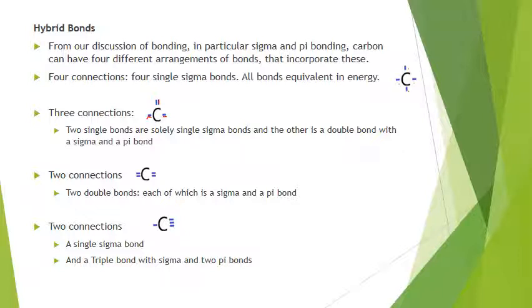So a carbon with two connections, like this, has two double bonds. One of the bonds is sigma, the other one is a pi bond. And then finally, you have another two-connection carbon. We have a single bond, that's just sigma, and you have a triple bond where one of them is sigma and the other two are pi. What we want to do is show how this relates, and why this is.